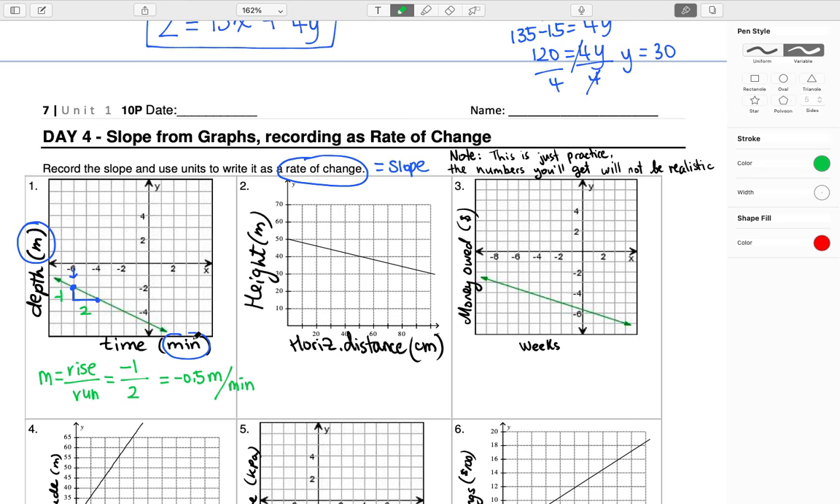Okay, so let's try the next one. Number 2, it looks like we have height versus the horizontal distance. Again, let's pick 2 points on the line that are very clear. This is a very clear point, and I would say this point is very clear as well.